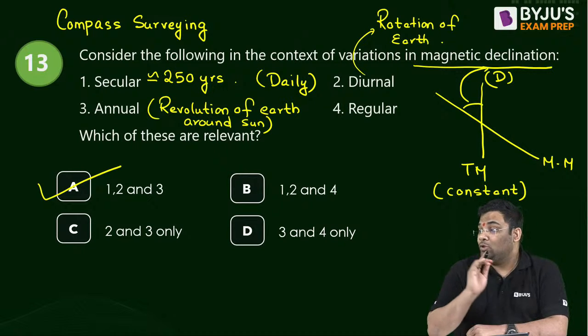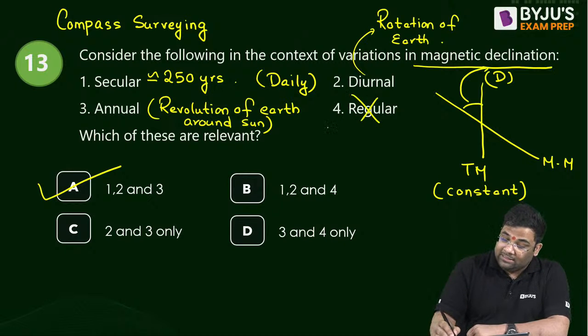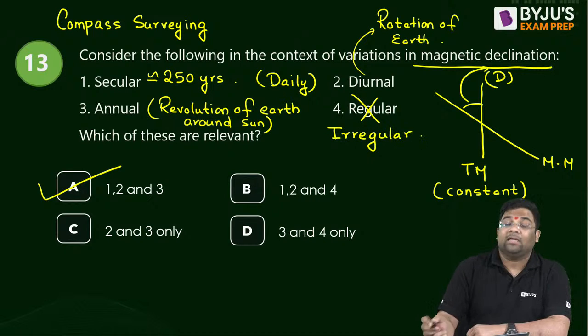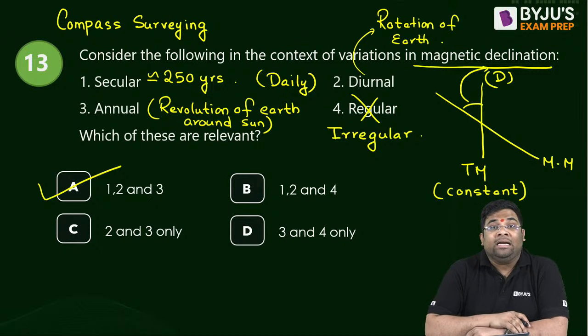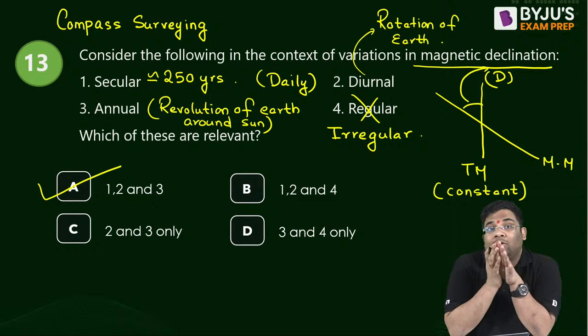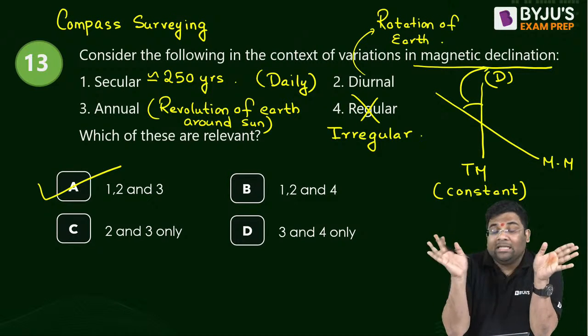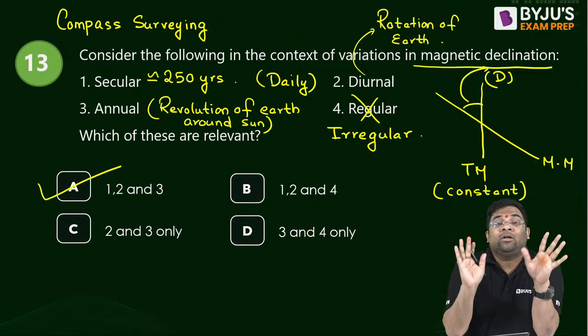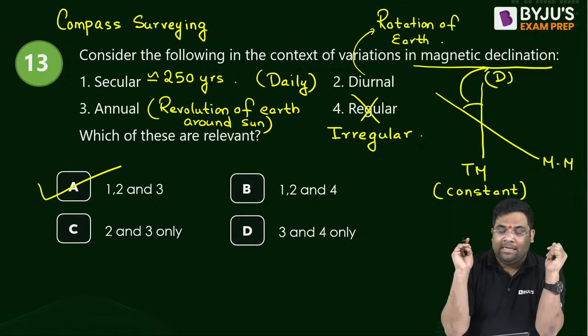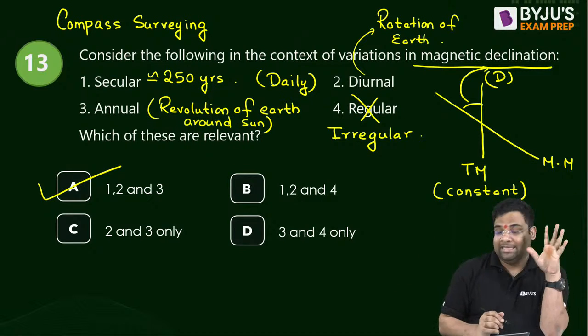Okay, and there is no regular pattern. There are some irregular variations, like suppose there is some earthquake, or some change in the magnetic field due to some kind of tectonic plate movement. That is irregular. We cannot predict them. It is not cyclic, right? It is irregular, right? So therefore 1, 2 and 3.